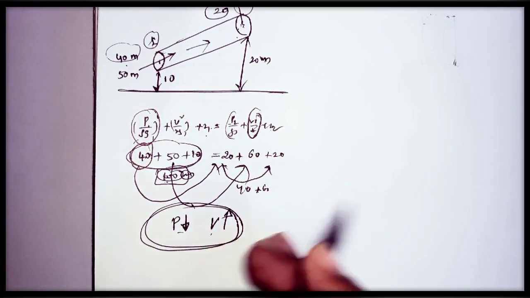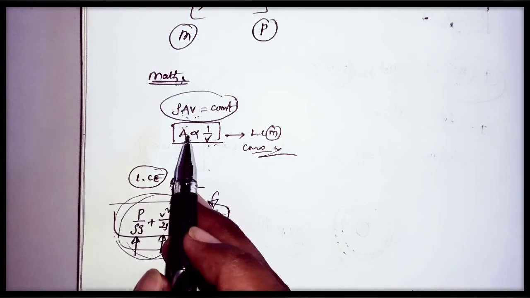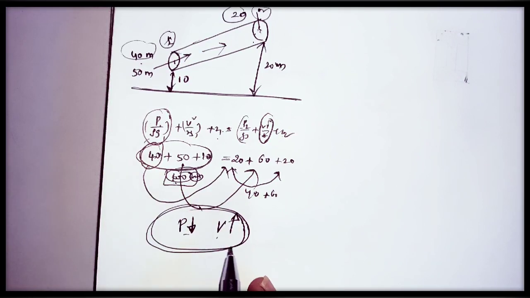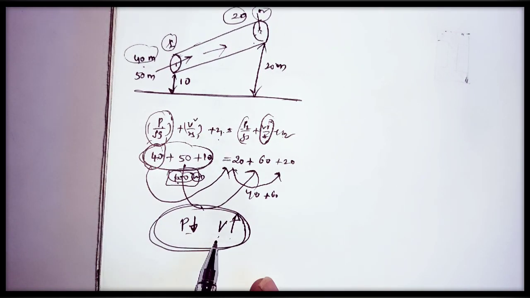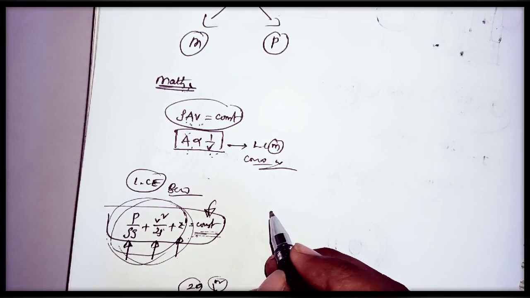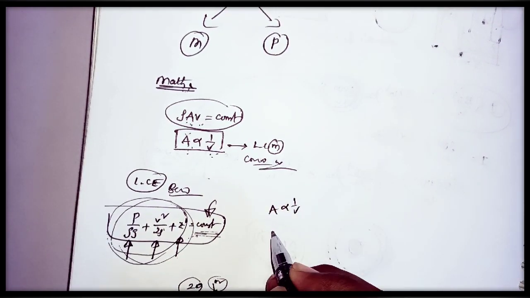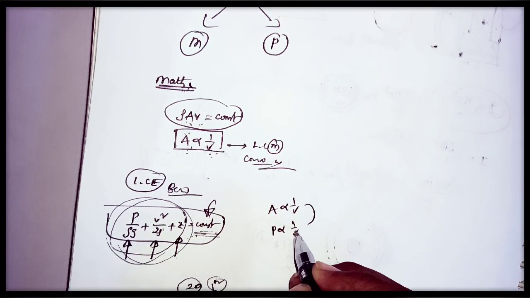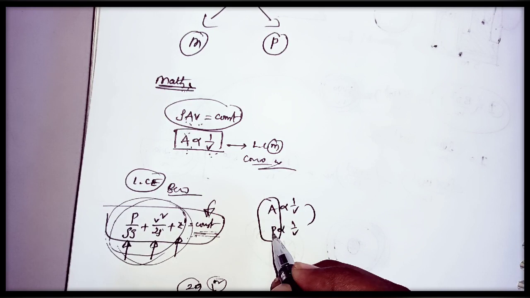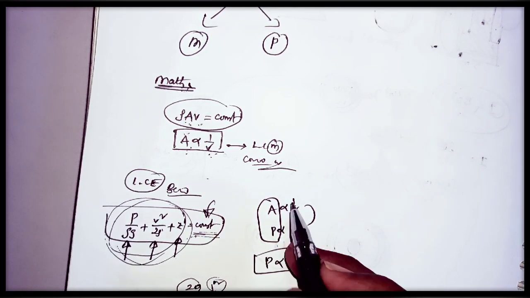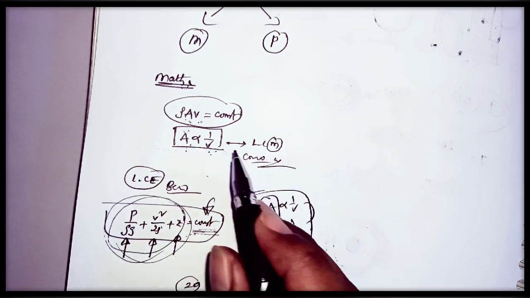Yes or no? According to the continuity equation, there is an inverse relation between the area and velocity. According to the Bernoulli equation, there exists an inverse relation between the pressure and velocity. If we compare these two, area is inversely proportional to velocity, and pressure is inversely proportional to velocity. Whenever two things are inversely proportional to velocity, these two things are directly proportional to each other. That means pressure is directly proportional to area. Okay, this is the relation in mathematical form.